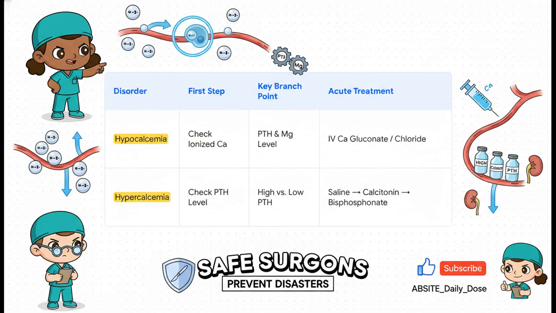It's your cheat sheet. For low calcium, what's your first step? Check an ionized level. What's the key branch point? The magnesium level. For high calcium, first step, check a PTH. Key branch point. Is that PTH high or low? The treatments just flow logically from there.